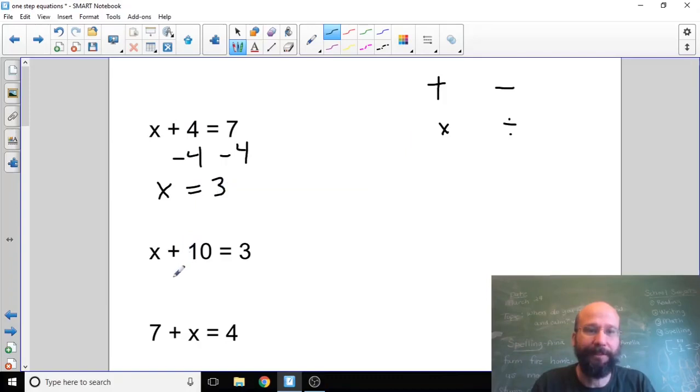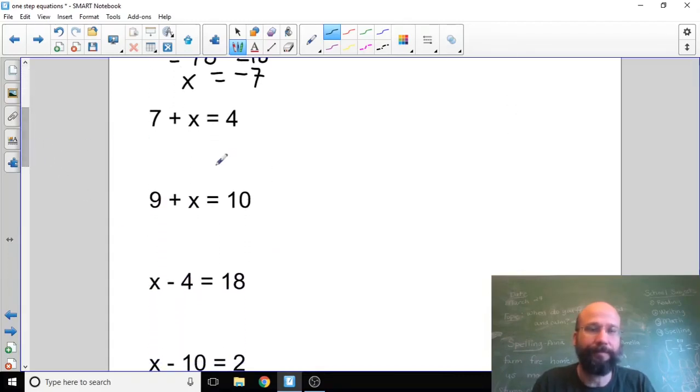Same thing, we see the plus, so we're going to subtract to move it over to the other side. X equals negative 7. 3 minus 10 is negative 7. This is the same thing. 7 plus x equals 4. This number here doesn't have a negative sign in front of it, so we know it's positive. So to move this positive 7 over, we're going to subtract 7. So x, again, 4 minus 7 is negative 3.